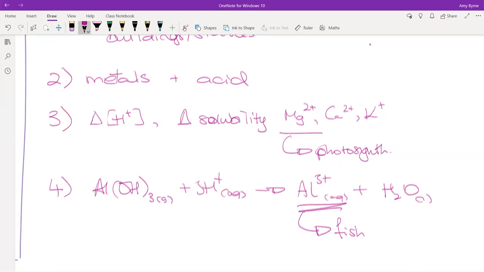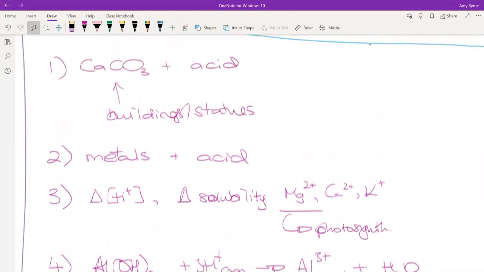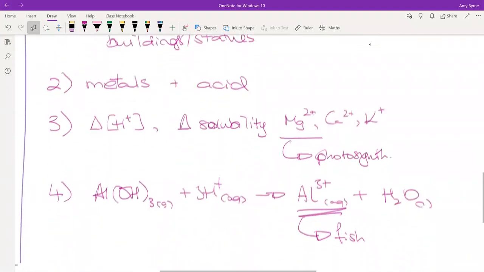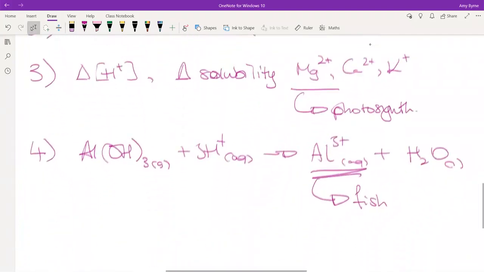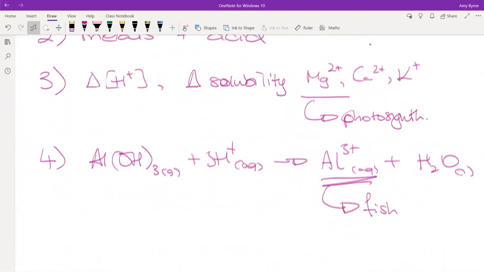So yes, there are effects on humans, like it eats away at our buildings, it changes the way we can grow and manage food. But also, if you're in a particularly acidic area, it can cause irritation to the eyes, to the nasal mucosa, so the soft skin on the inside of your nose.